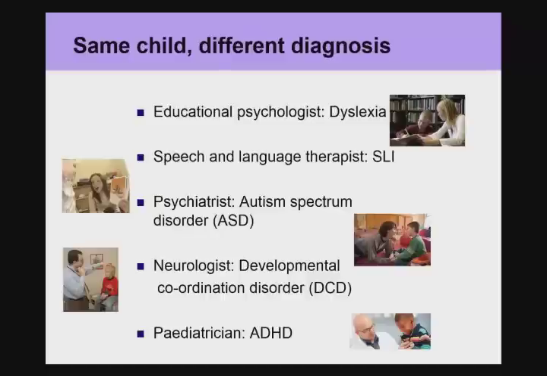I have in fact seen cases where the parent has been desperately trying to get somebody to diagnose their child, and they go to an ed psych who says they have dyslexia, they go to a speech and language therapist who says they have SLI, a psychiatrist thinks they've got autistic spectrum disorder, a neurologist thinks they've got developmental coordination disorder, and a paediatrician says they've got ADHD. And they come to me and they say, who's going to tell me the truth? And of course the truth is that the child probably has features of all of these, but each of these professionals is looking at them through their own particular lens.